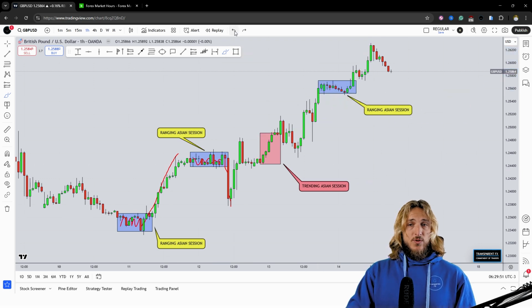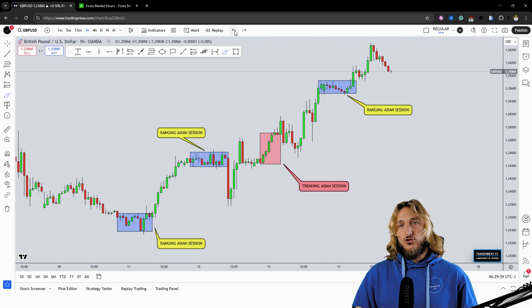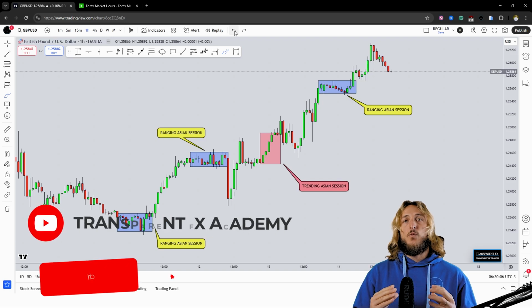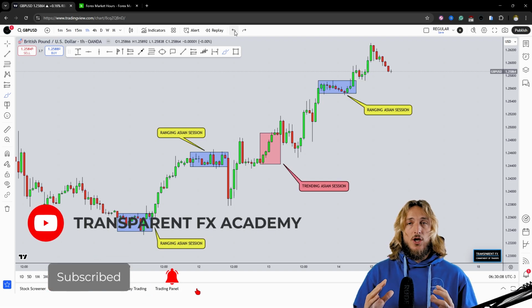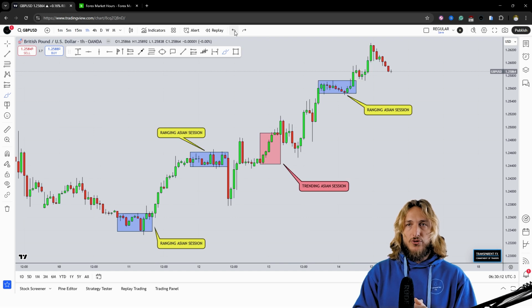So that is why there is a key difference between a ranging Asian session with compressed price and a trending Asian session. Most of the times, the Asian session, since it has low volume, will actually be a ranging session, so it will be perfect most of the days for a potential breakout opportunity.